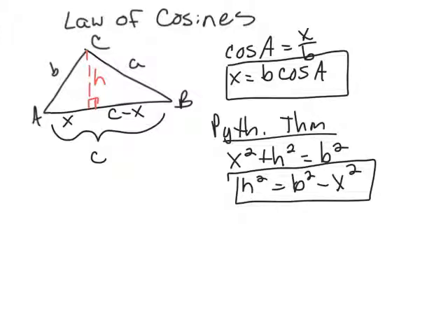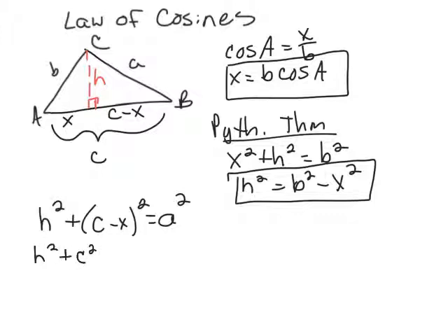And then I'm going to do the same thing with the other right triangle. I'm going to apply the Pythagorean theorem to this side. So here's what that looks like. It is h squared plus c minus x, quantity squared. That's going to be equal to a squared. So what I have to do is multiply this out and see what we come up with. H squared plus c squared minus 2xc plus x squared. That's going to be equal to a squared. All right, so let's see where we go from here.